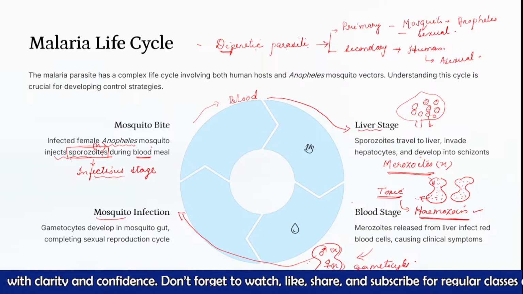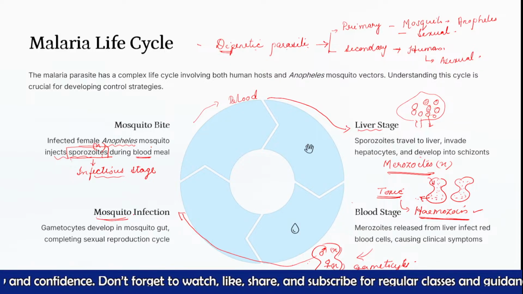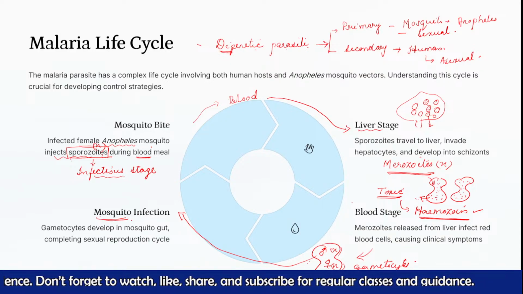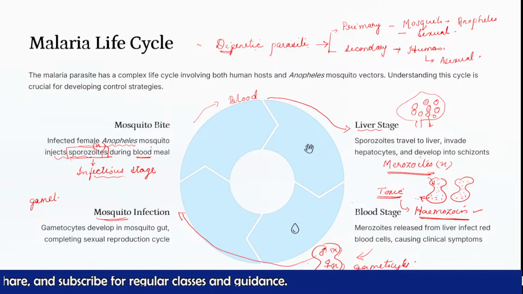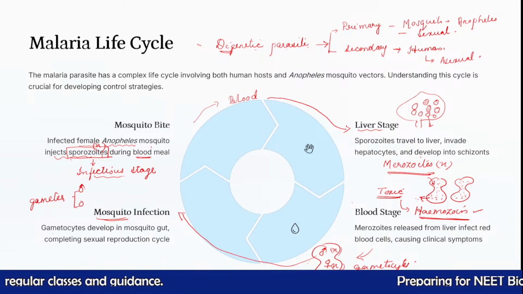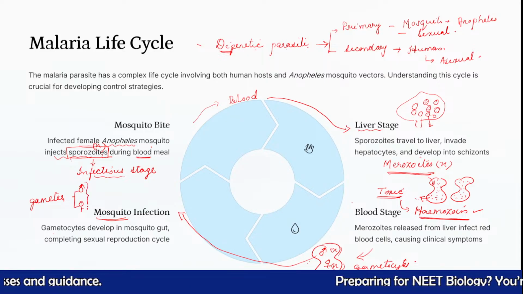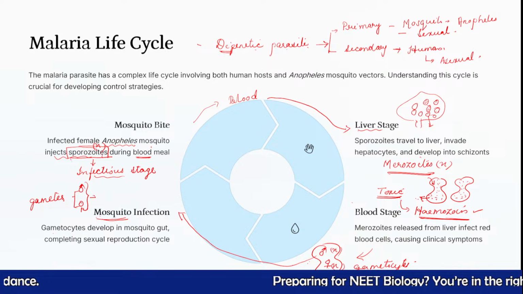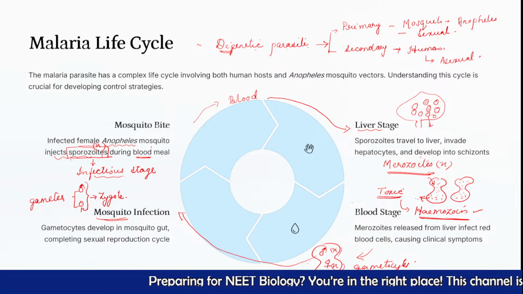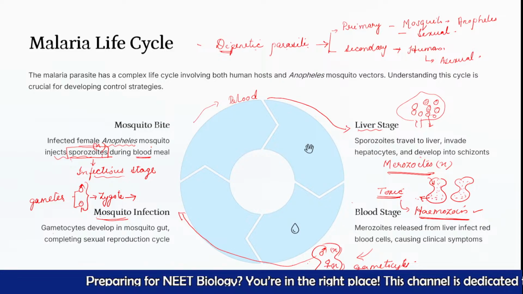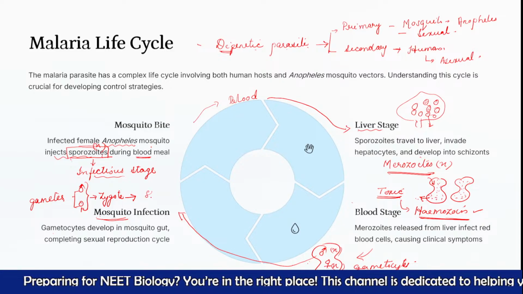So from the blood of the infected human, the infected RBCs enter into the mosquito's gut. And there, the gametocytes produce gametes, the male gametes and the female gametes. These male and female gametes fuse to form a zygote. And this zygote develops into sporozoites.